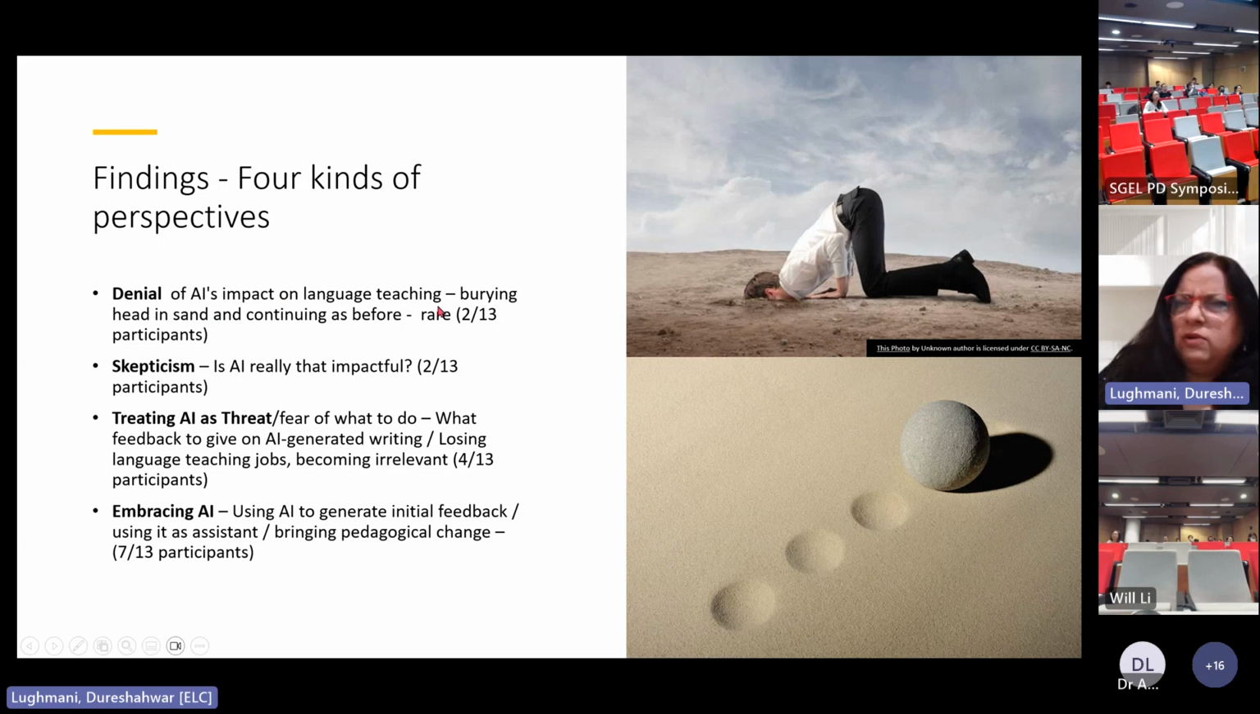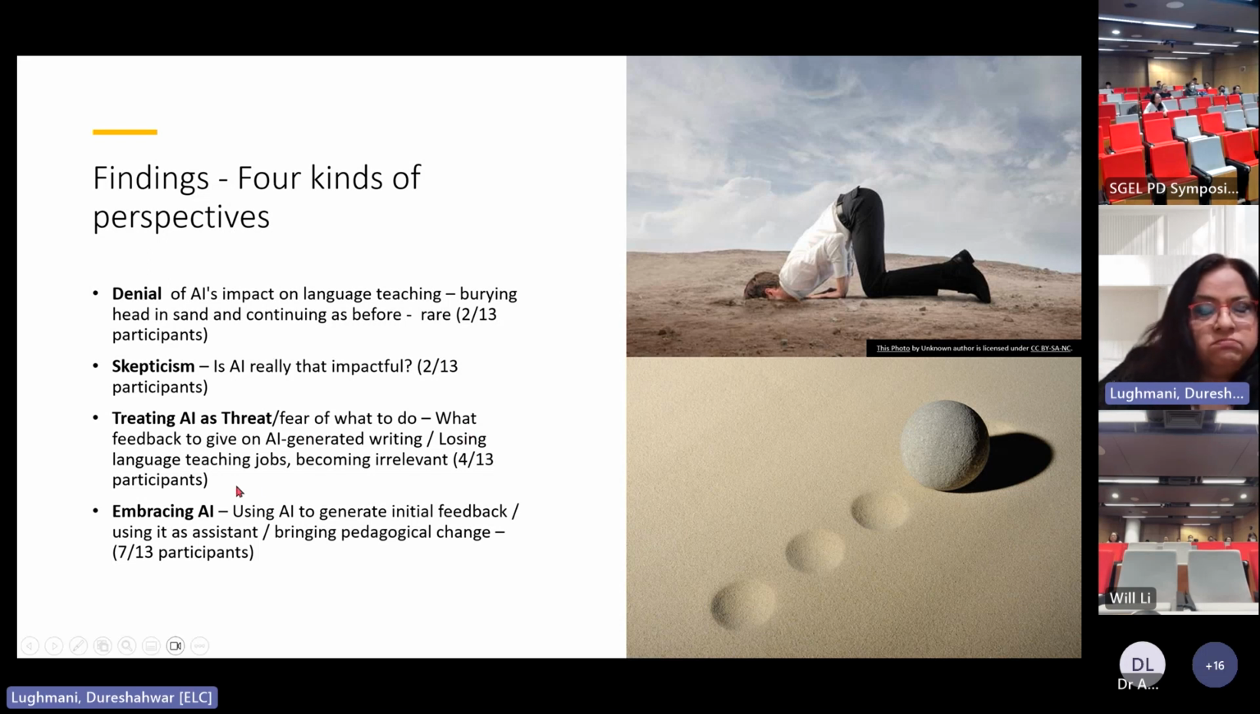One was around two teachers out of 13 who were in complete denial. They had buried their head in sand and were continuing as before. Some of them were skeptics, and there were two kinds of skeptics, positive and negative skeptics. Then many of them, four of them, treated AI as a threat. So they were threatened by its presence. It's a prevalence now, and it's a kind of power.